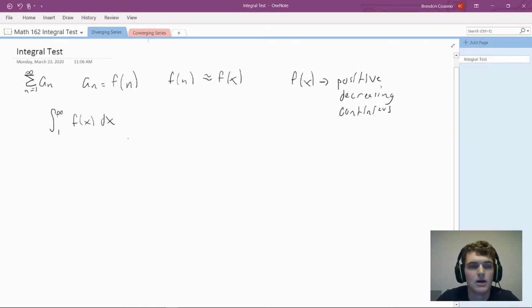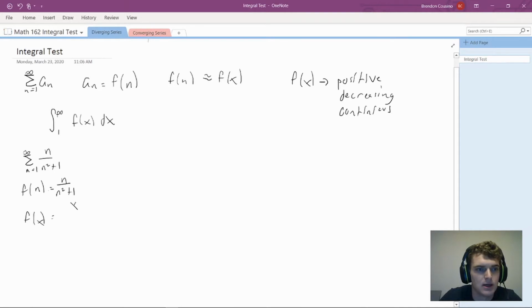So let's do an example and see what this looks like. If we start out with the series from n equals 1 to infinity of n over n squared plus 1, let's identify our pieces. We have f of n equals n over n squared plus 1, and that's going to be similar to the function f of x equals x over x squared plus 1. Now let's look back up at our three stipulations to the integral test.